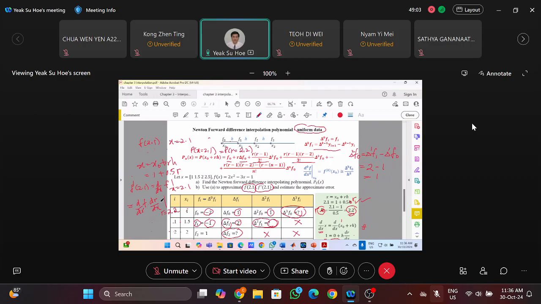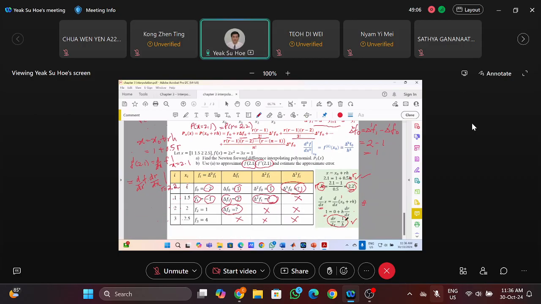So what is dr/dx? dr/dx is 1 over h. And then d/dr of the function at r equal to 2.2. For example, your polynomial is equal to f0 which is minus 2, and then delta f0 is 1, so plus r. And then delta square f is 1, so you get plus 1.